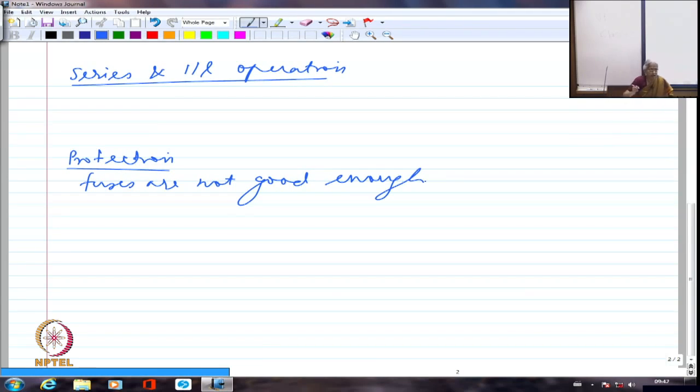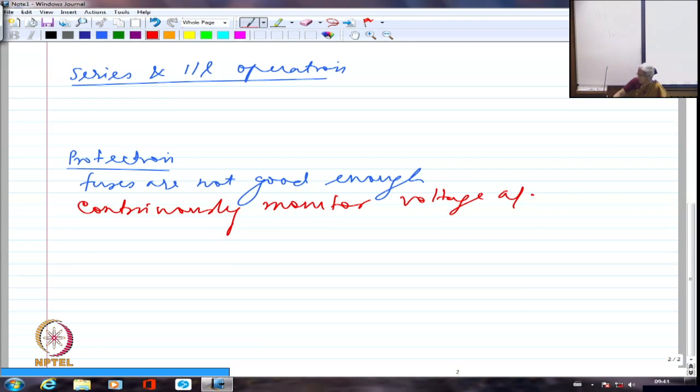Because of this, we will have to continuously monitor the voltages and currents across the BJTs. Continuously you have to monitor, and if you see that the current is going to extremely large values, then maybe pull out the base drive. That's what we need to do. Before the device conks out, pull out the base drive. So the only way of protection is to continuously monitor the voltage across and the current through the device.